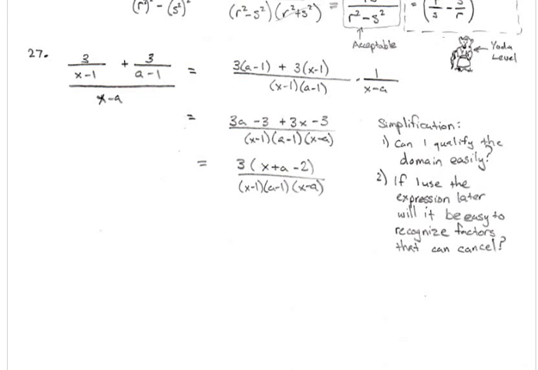Okay, problem number 27. We have two quantities that are being divided by one another. We have the quantity in our numerator, which is 3 over x minus 1 plus 3 over a minus 1, and we're dividing it by the quantity in the denominator. So one thing that I did was first I combined the two fractions in the numerator. The result is seen here, right?